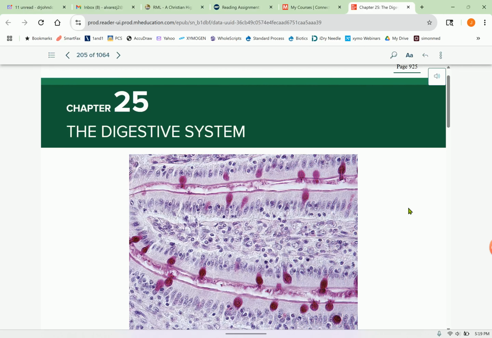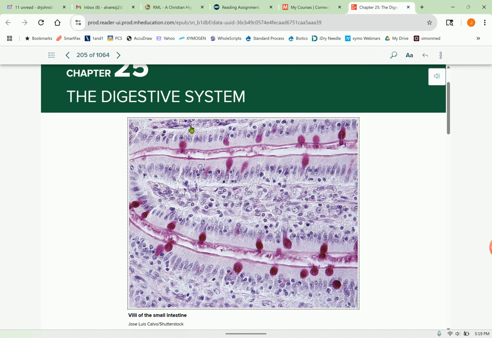The digestive system. The opening slide here is simple columnar epithelium. So simple means one layer thin, and these are all shaped like a column, and this is what lines the majority of our digestive system.